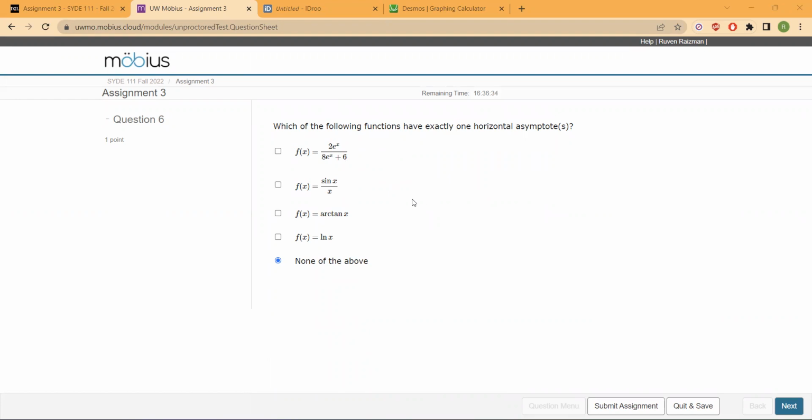Okay, which of the following functions have exactly one horizontal asymptote? So when we're thinking of horizontal asymptotes, what we're thinking of is as x approaches infinity, what happens? And as x approaches negative infinity, what happens? Okay? So let's take a look over here. What we want for there to be an asymptote is that it has to reach a limit of L. If it reaches a limit of infinity, then there's no asymptote there.